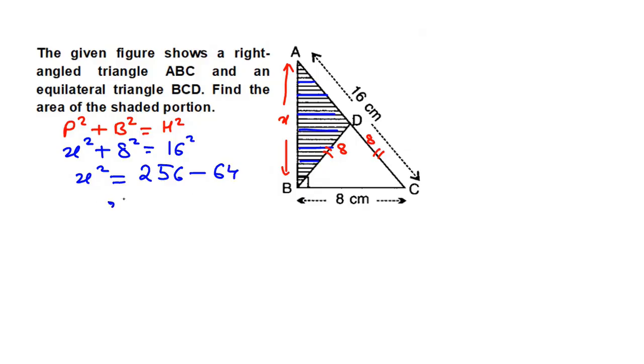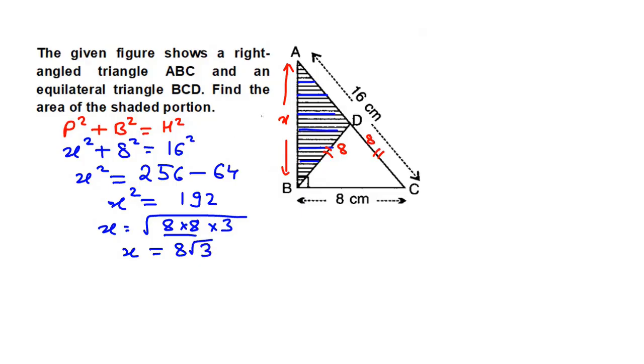So x square is coming as 256 minus 64. So 192. x can be written as under root 192. But we can also do the factors of 192. If we think about 192, it's basically 64 into 3. So 8 into 8 into 3. This is going to make a pair. So x is coming as 8 under root 3. This is the value of x.